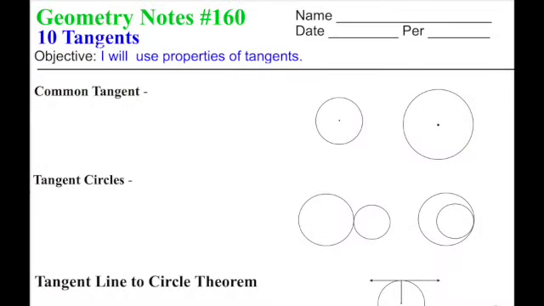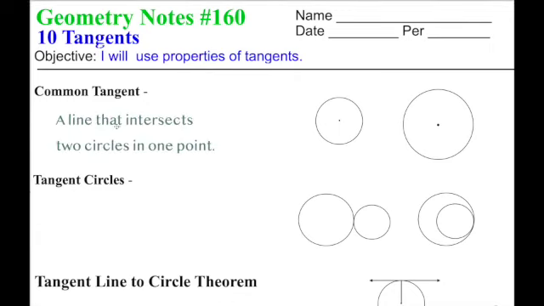We're going to learn a lot about tangents, what we can find out with tangents. So remember, a tangent is a line that intersects a circle in one place. A common tangent would intersect two circles. And so let's go ahead and see what that would be. So it's a line that intersects two circles in one point.